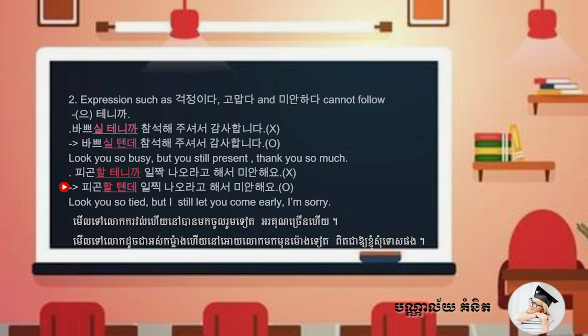Now read the example. 피곤할 텐데 일찍 나오라고 해서 미안해요. This sentence means that you know that he had worked very much yesterday and today he came early because the speaker told him to come early. So in this sentence we use 을텐데. We cannot use 을 테니까.